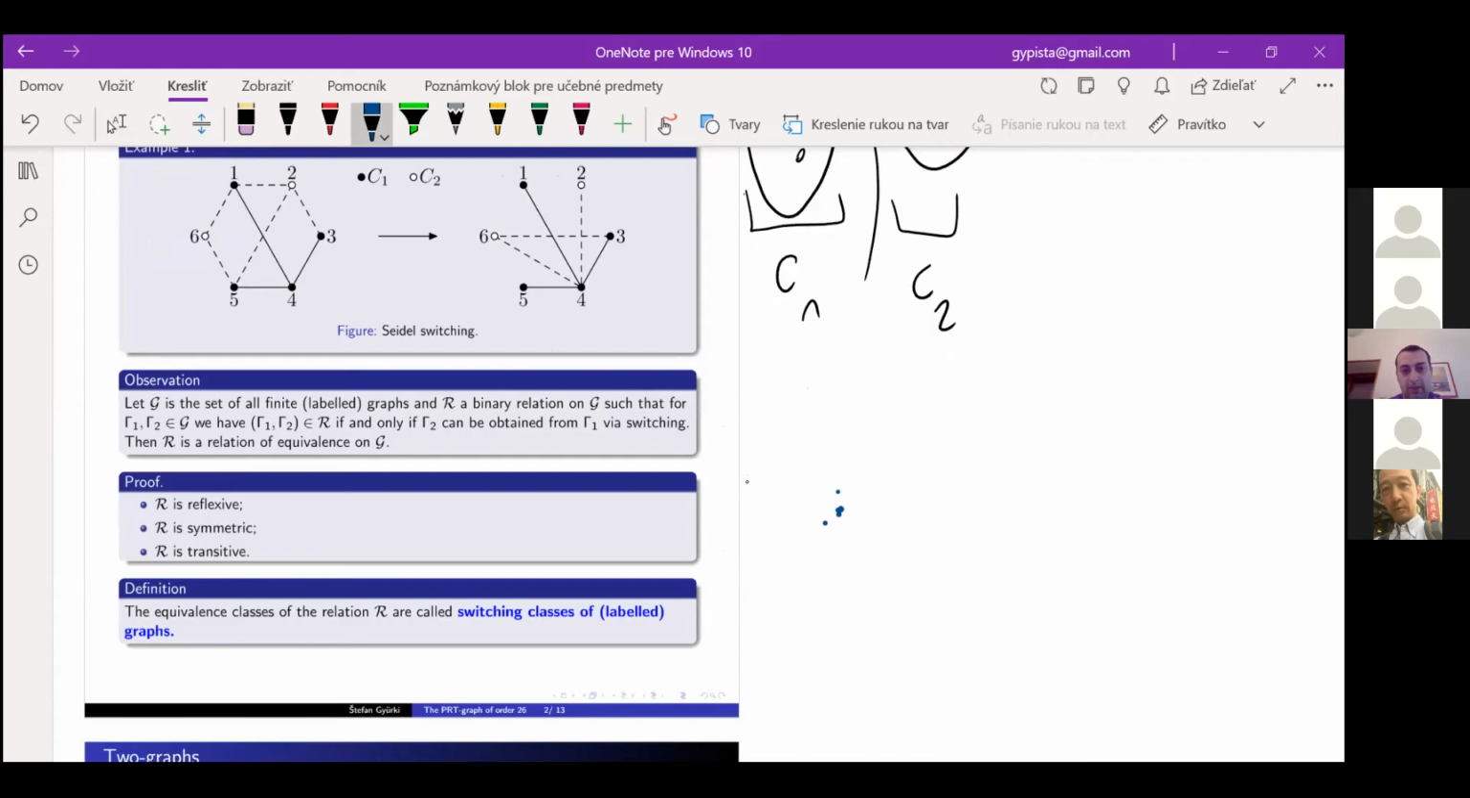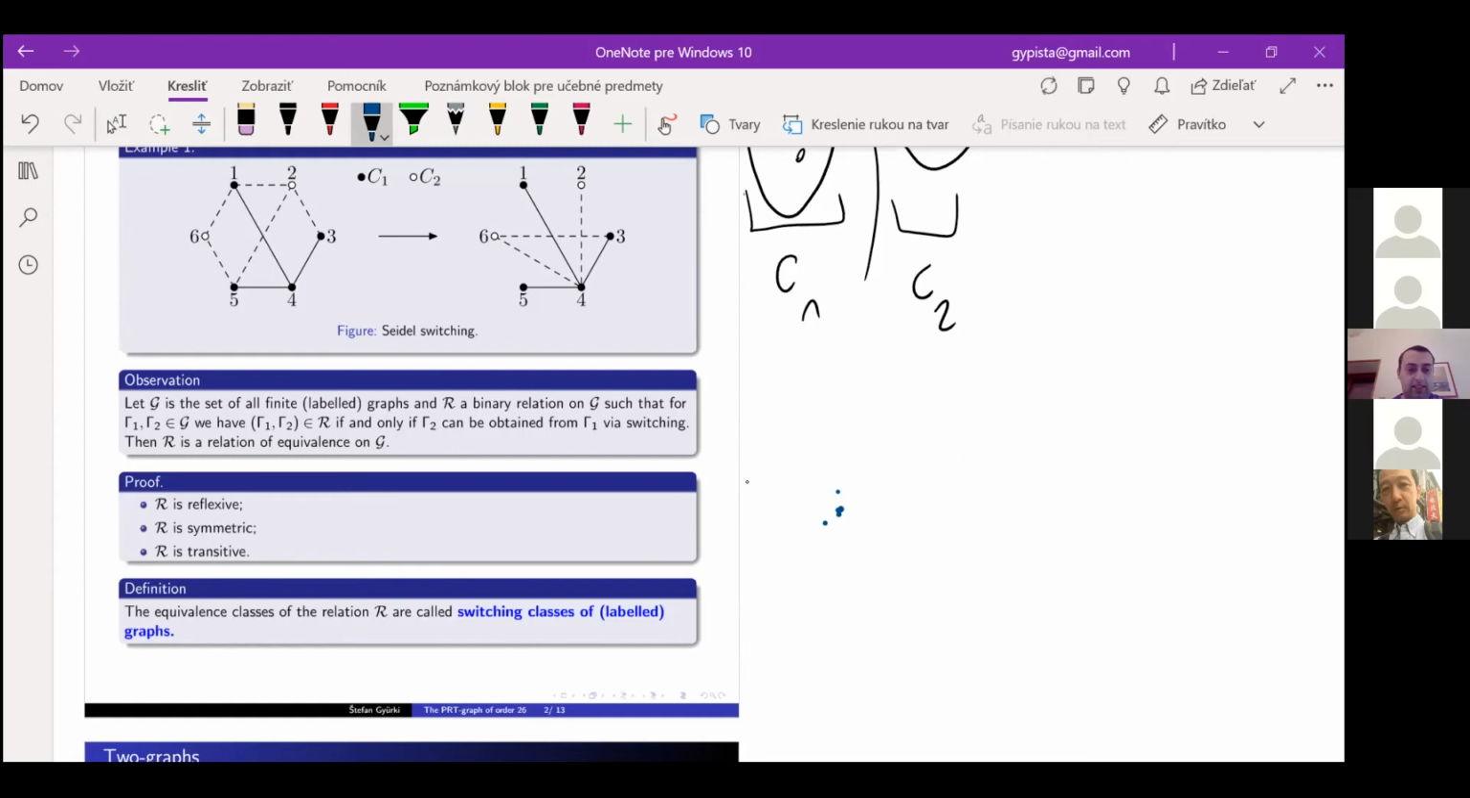Also, it is symmetric because if you can obtain gamma 2 from gamma 1, then via the same partition you can obtain gamma 1 from gamma 2, because everything is preserved inside the cells, and if you change the edges to non-edges and back twice in a row, then you obtain back the original graph. And also it is transitive.